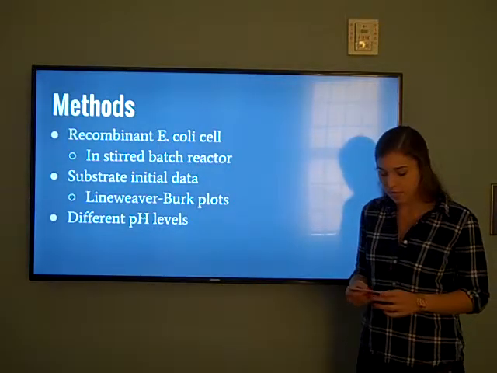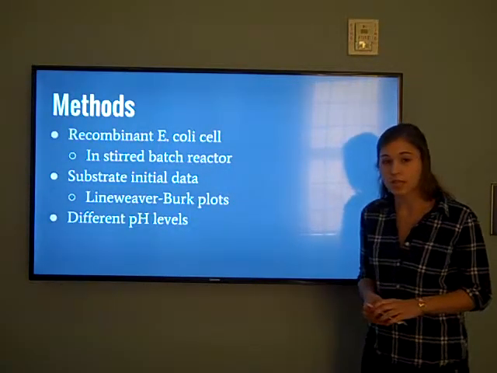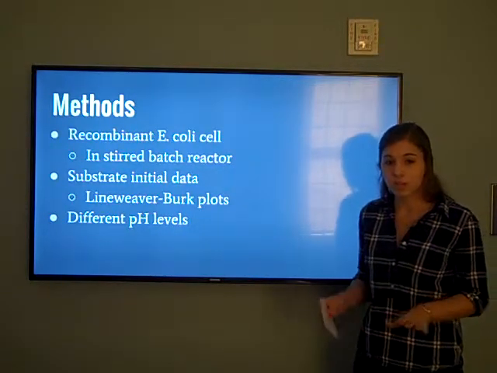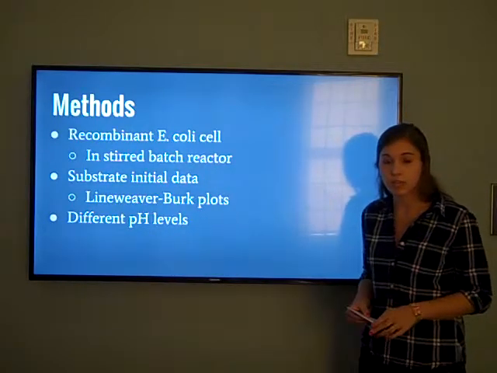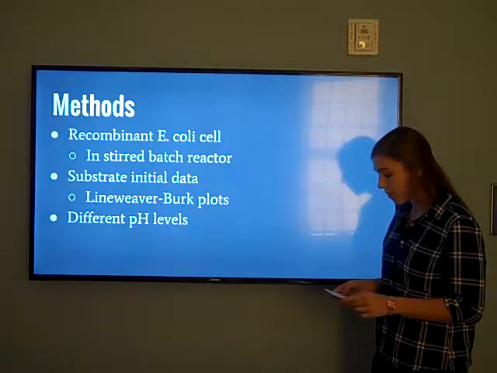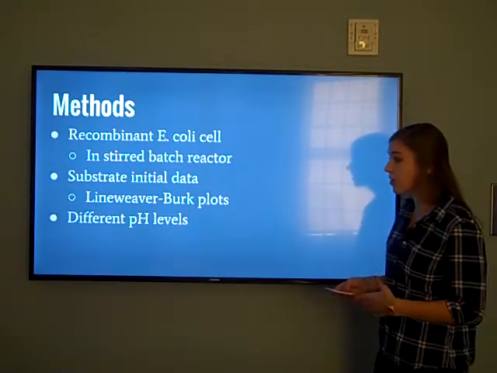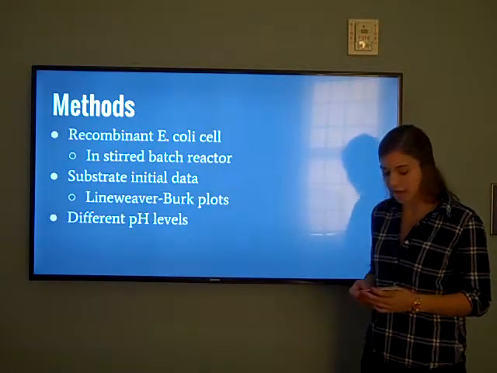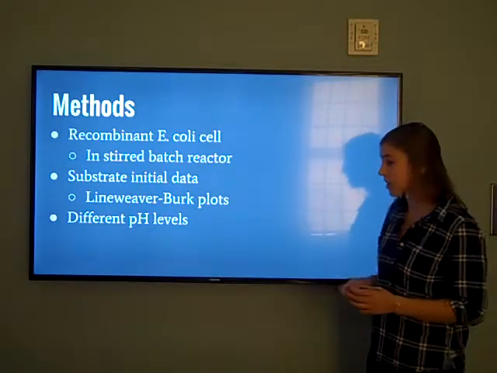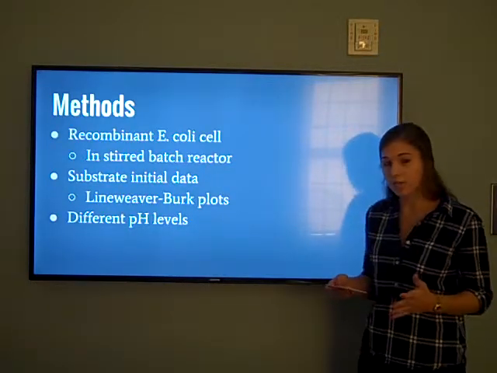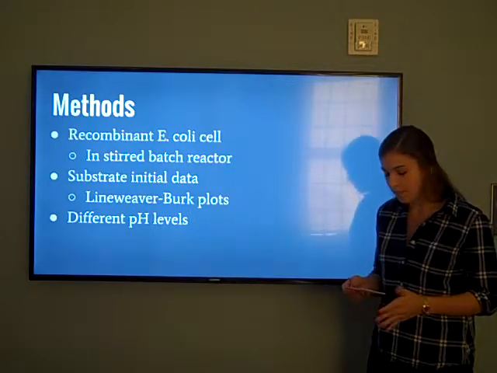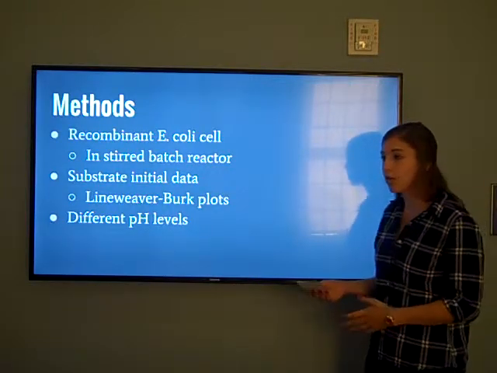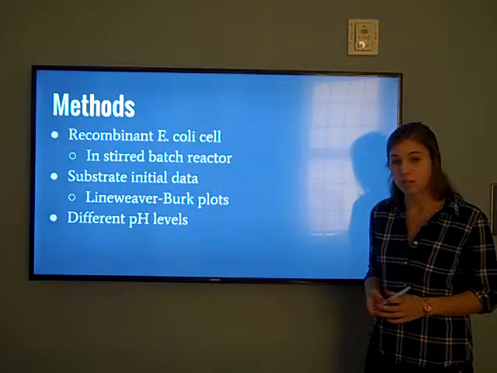For their methods, they used recombinant E. coli and placed it in agar plates, and all of these plates were then placed in a stirred batch reactor, and this reactor was at a constant temperature of 25 degrees Celsius. They never changed the temperature for any of their 3 experiments. Before actually starting all of this, they used Lineweaver-Burk plots to get the Vmax and Km values of PGME and 6-APA to use in their later studies. Different pH levels were tested in the batch reactor by changing the amount of 2 molar ammonium hydroxide in the reactor. The reactor also had 1 molar potassium phosphate in it as well.